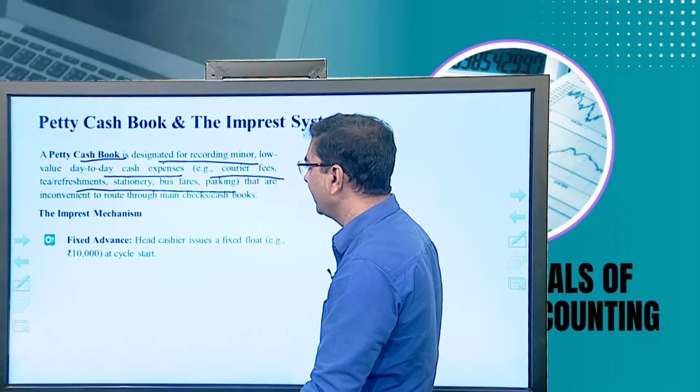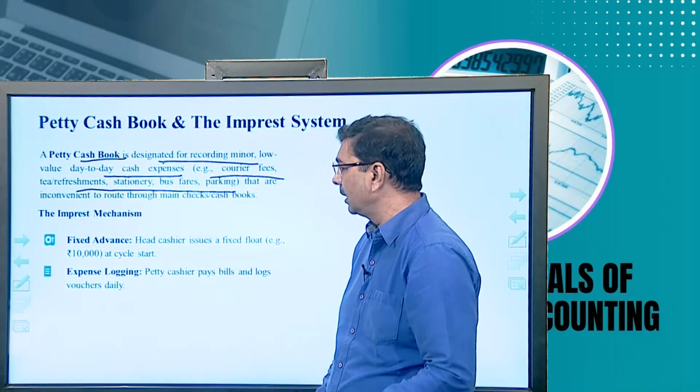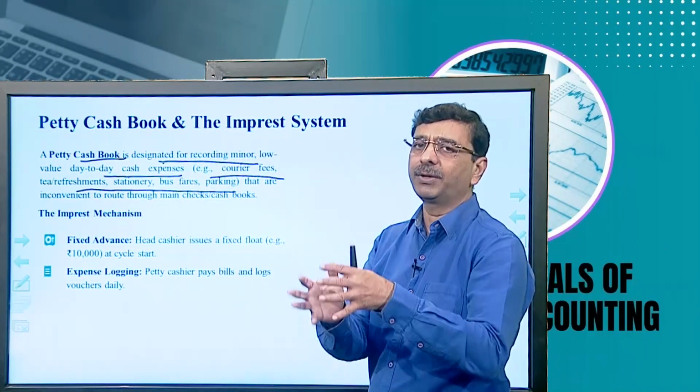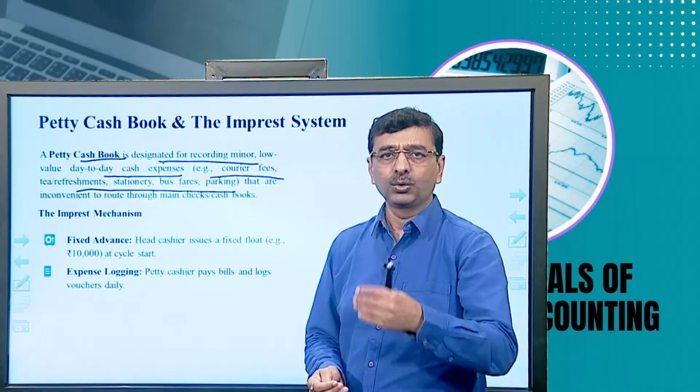The imprest system is like, ultimately, the cashier issues some amount of floating cash, or a fixed floating cash on hand, to start the petty cash book.